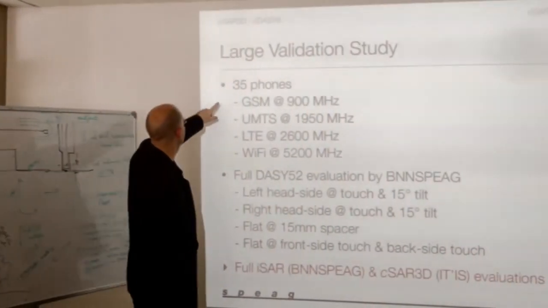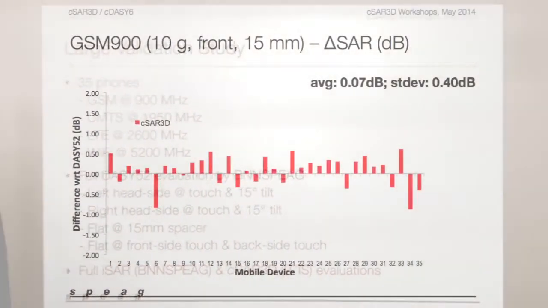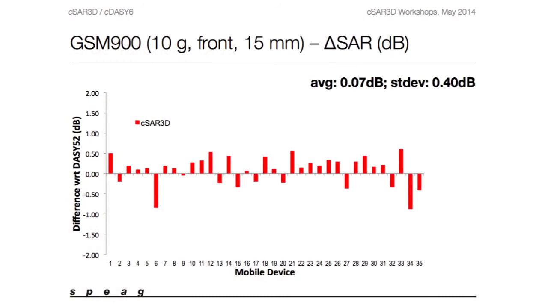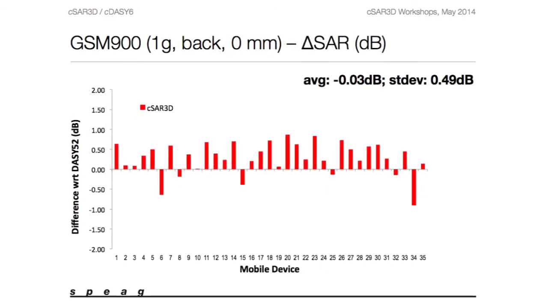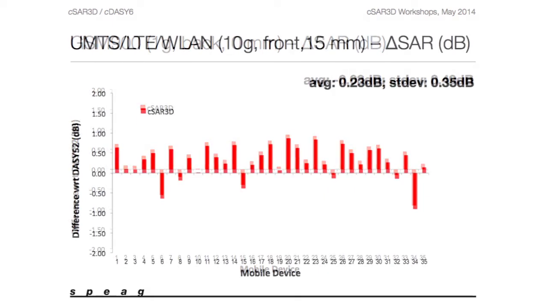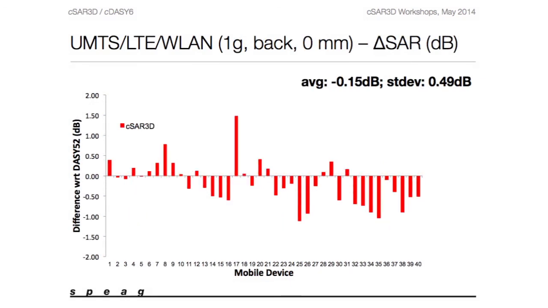A large validation study of cSAR3D compared to DAISY measurements has been completed. 35 phones were tested in 4 frequency bands. The results show excellent agreement overall. Average deviation from DAISY measurements is 0.1 dB for GSM and 0.2 dB for UMTS, LTE, and WLAN. Individual results can differ 1 dB or more in some cases.